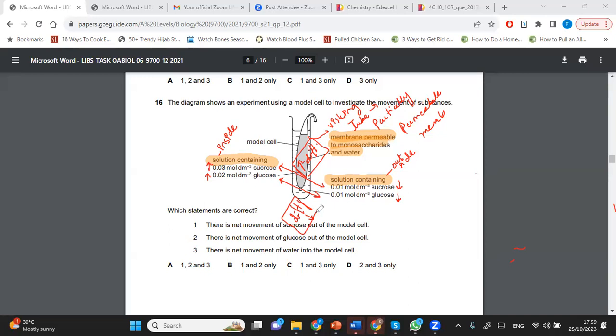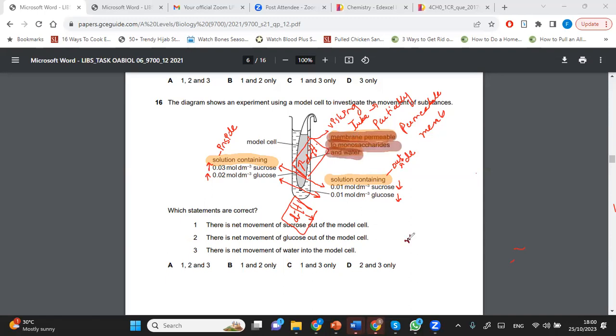Okay, I'll tell you guys why. And I highlighted it for you guys as well. It was highlighted over here. Do you guys remember how I highlighted membrane permeable to monosaccharides and water? What are the monosaccharides?